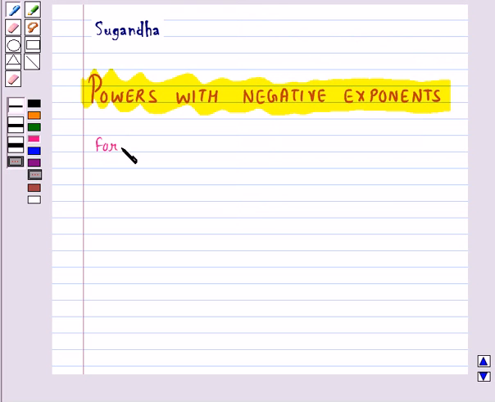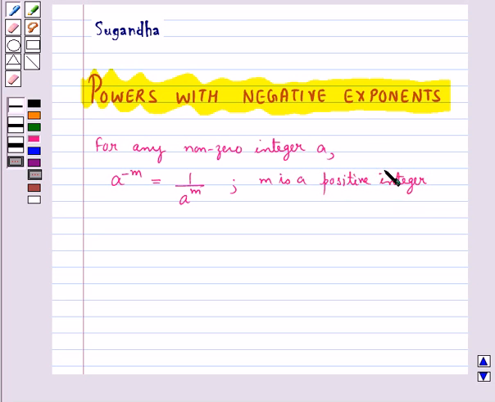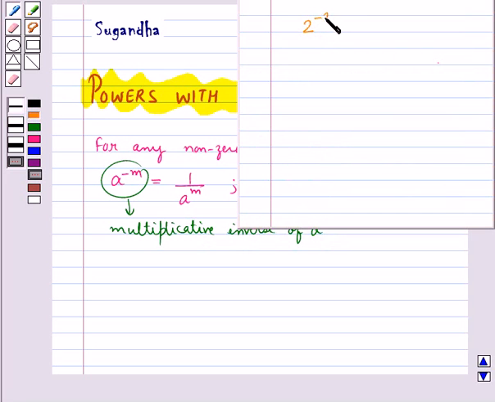Then we have, for any non-zero integer a, a to the power minus m is equal to 1 upon a to the power m, where this m is a positive integer, and this a to the power minus m is called the multiplicative inverse of a to the power m. For example, the multiplicative inverse of 2 to the power minus 4 is given by one upon 2 to the power 4.